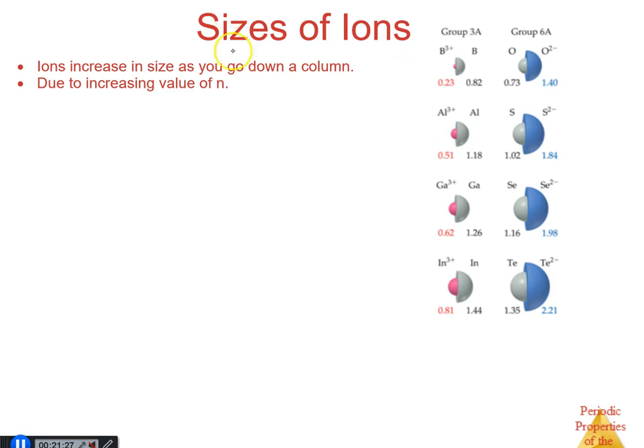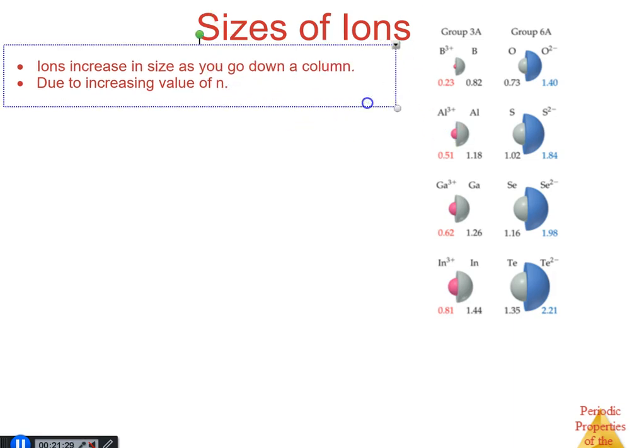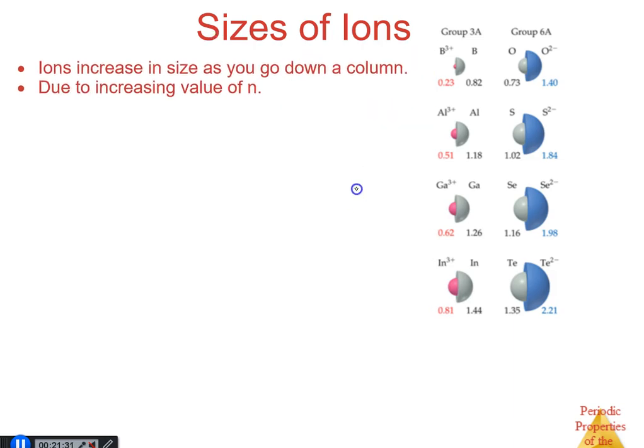Ions increase, and this is nothing different than what we just said. It follows the same idea as an atom. The ion size increases as you go down a column, mainly because the size of the atom did. So it's the same, due to increasing the value of n. Okay with that? So that's no different than just the atom trend.